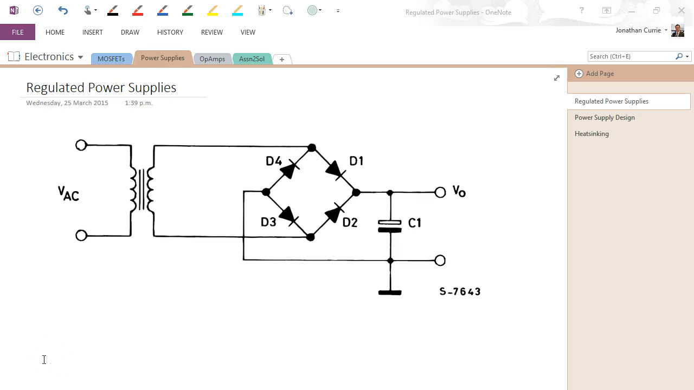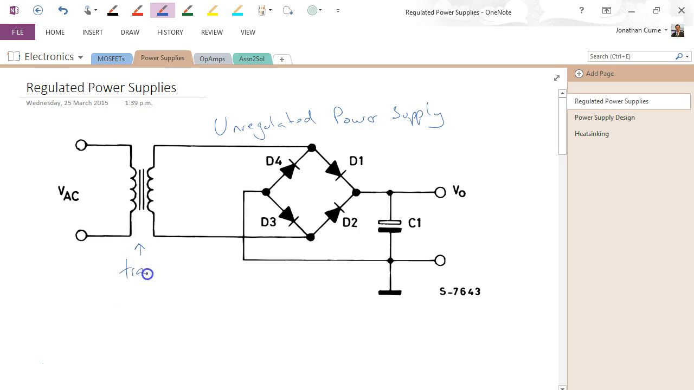Alright, in this video we're going to be looking at regulated power supplies. Now to begin with, I'm actually going to show you an unregulated power supply. And this circuit here below is nothing more than what you've seen probably in your first year courses.